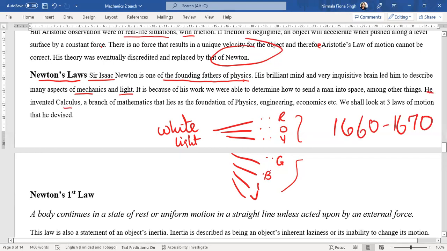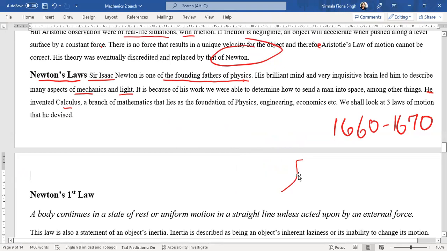He invented calculus, which is a branch of mathematics, as a foundation of physics, engineering, and economics. As in, calculus is the basic subject of all of these. Without calculus, we can't figure out how things change and why they change the way that they do. So continuing, we should look at the three laws of motion that he devised.